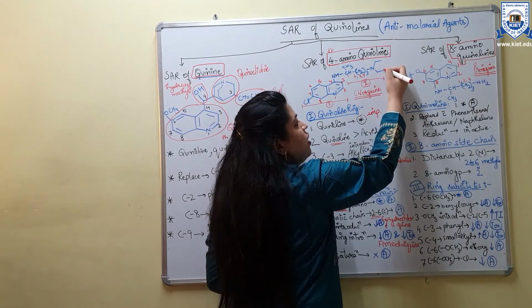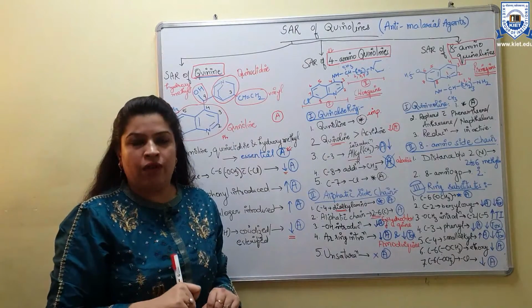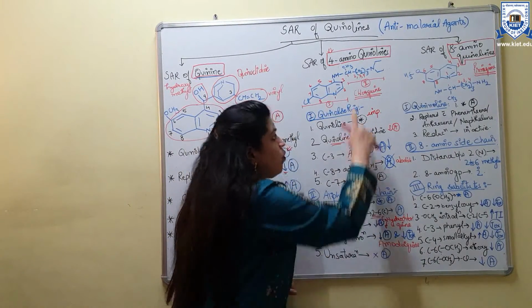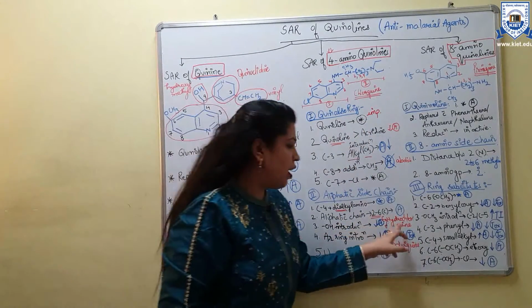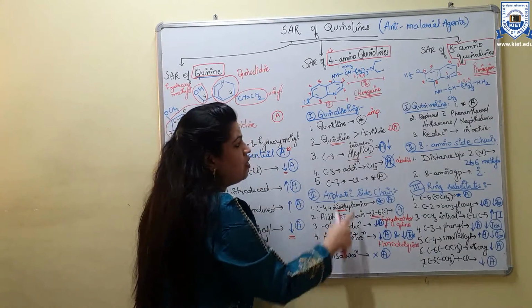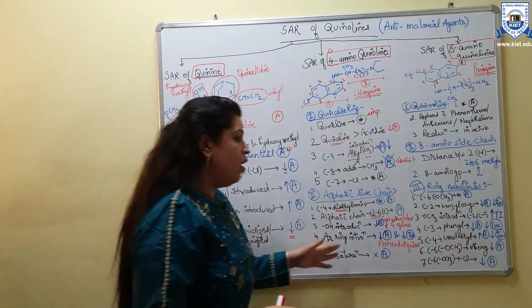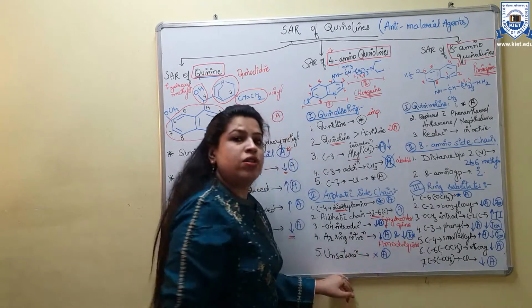If hydroxyl is there, as OH was there in hydroxychloroquine when we studied the classification, so if OH is introduced in this side chain, then there is a decrease in activity, as in the case of hydroxychloroquine. Now if an aromatic chain is introduced in this part of the side chain, that is the aliphatic chain, then there is a decrease in the activity and a decrease in toxicity also.